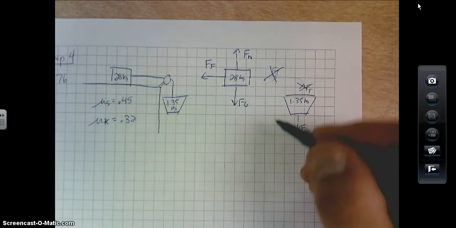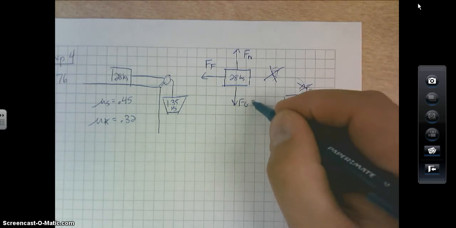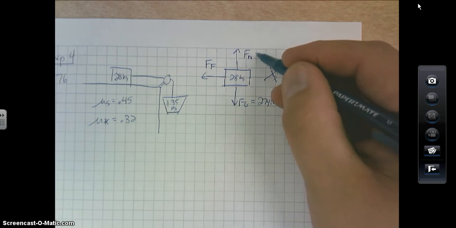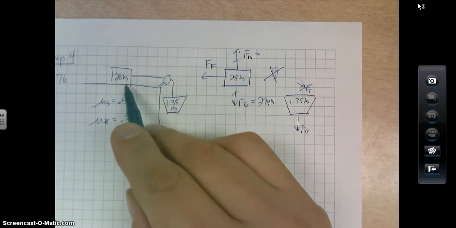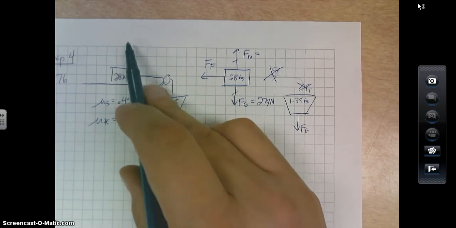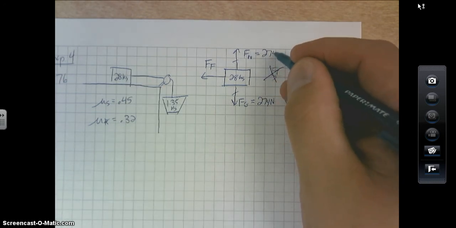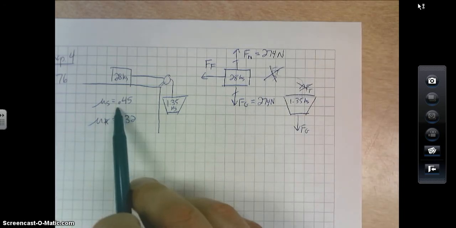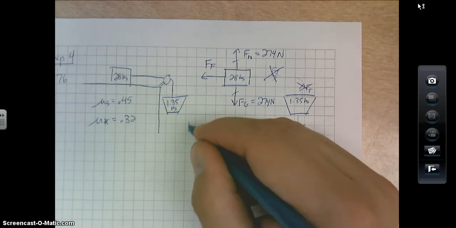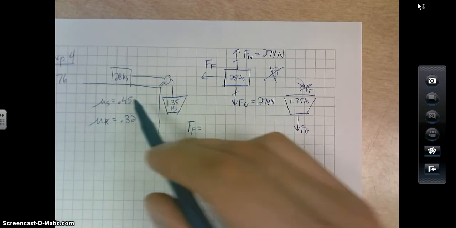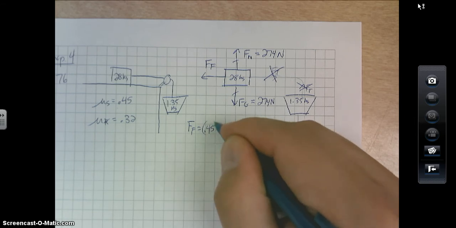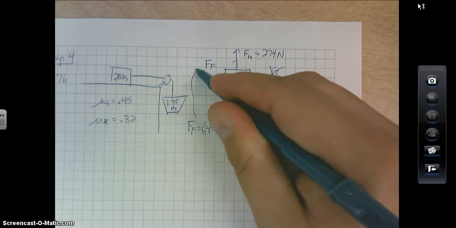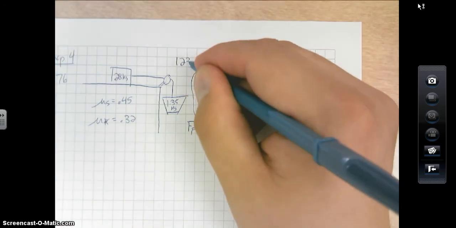Okay, so the one thing to understand, if we know the mass, then we know the F of G. 28 times 9.8 gives us 274. F of N would have to be equal because this box right here isn't burrowing through the table or flying up into the air. Therefore, this is 274. And in order to get it going, you have to overcome the coefficient of static friction. So in that case, friction would be equal to the mu of static friction, 0.45, times the normal force, 274. And if you do that, you get 123 newtons.